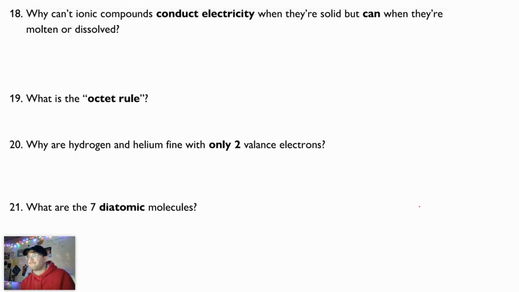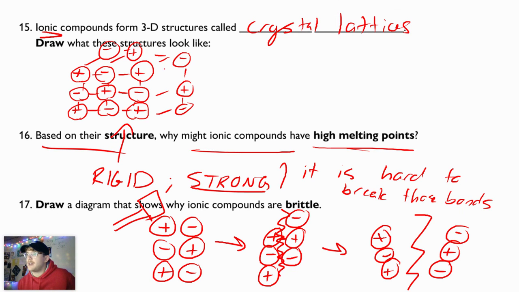All right. Why can't ionic compounds conduct electricity when they're solid, but can when they're molten or dissolved? Well, I'll just kind of go back to this. These charges, we said, are very rigid. They're stuck in position, kind of like a jungle gym. You can't really move things around in a jungle gym because it's so interconnected. So charges need to be able to flow in order to conduct electricity. You need flow to conduct electricity. Because the charges in a solid cannot flow, they're not able to conduct electricity.